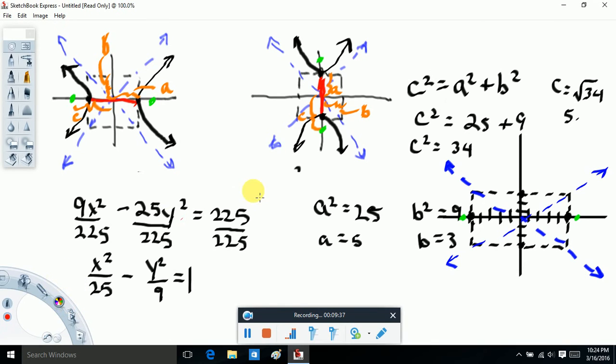And then our graph of our hyperbola has to go through the vertices. It's going to look something like that, and like that. And lastly, the equations of the asymptotes. Since we went up b and over a, the equation is y equals plus or minus 3/5 x.